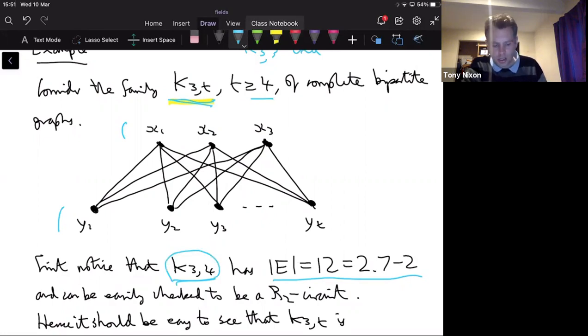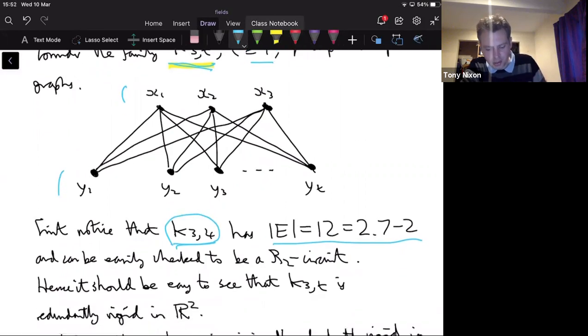So this is relatively easy to check as a nice redundantly rigid graph, but it's a special kind of redundantly rigid graph because every single vertex down here, all of the y_i's, have degree 3, and every edge is incident to one of the y_i's. So if you take any edge away, you get a vertex of degree 2, and hence you're not redundantly rigid anymore. So every edge is needed for it to be redundant, so it's minimally redundantly rigid.